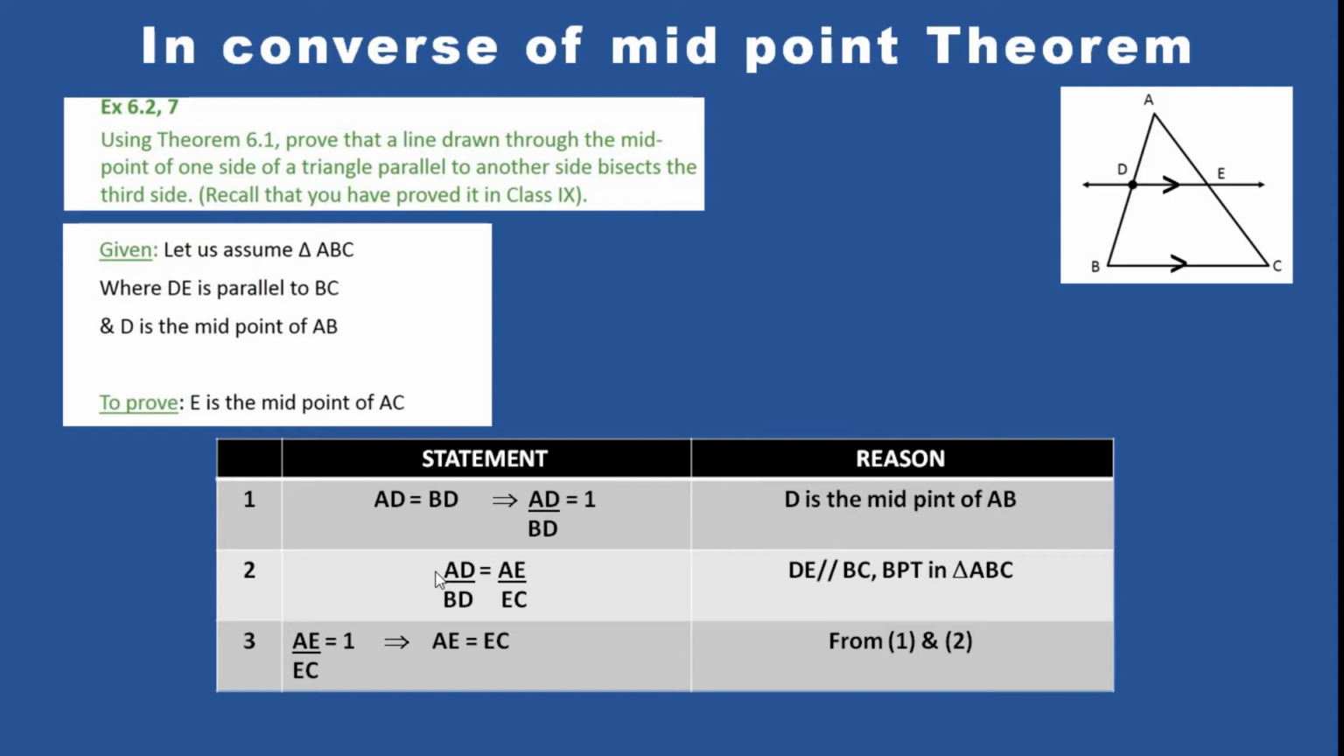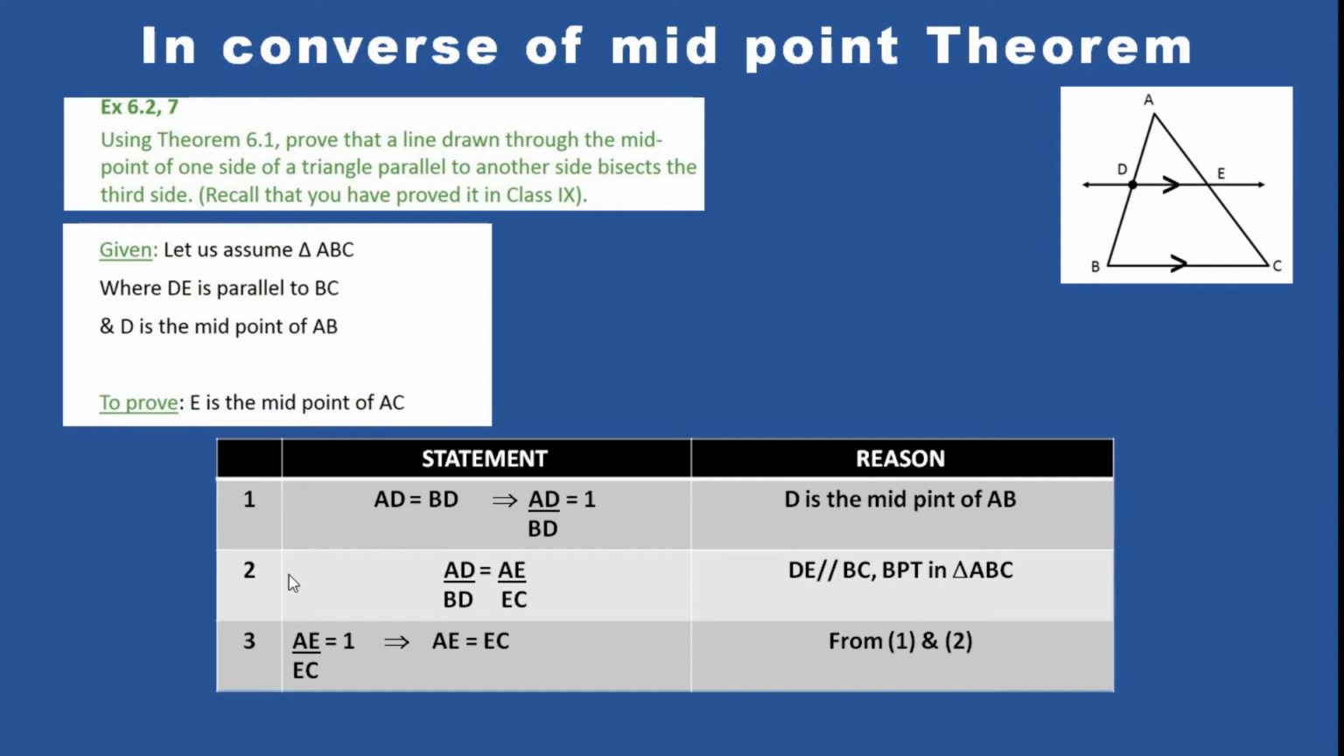Then it is given to us that DE is parallel to BC. Now when DE is parallel to BC, we can apply BPT in triangle ABC. The application of BPT tells us that if a line is parallel to one side of the triangle, it divides the sides in the same proportion. Hence, we have AD upon BD is equal to AE upon EC. This is statement number 1.